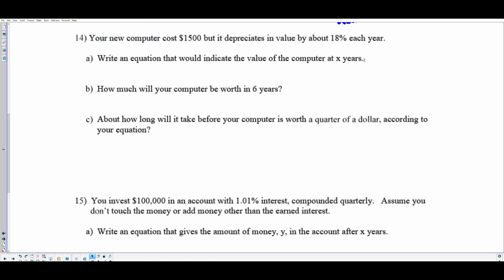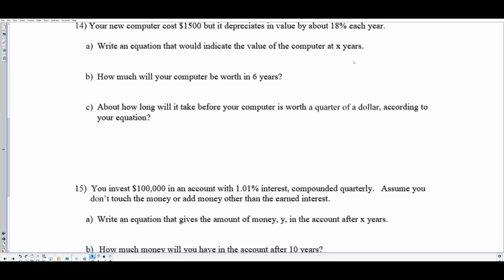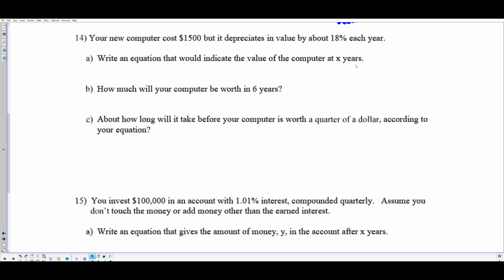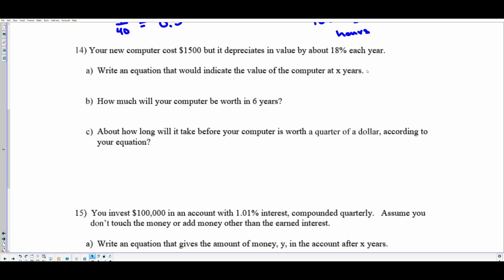A new computer costs $1,500, but depreciates in value by 18% each year. Write an equation that will indicate the value of the computer at X years. Okay, so it's depreciating by 18%. So if you want to figure out, well, if you're losing 18%, then how much do you have? Well, out of 100%, if you lose 18%, you still are keeping 82%.